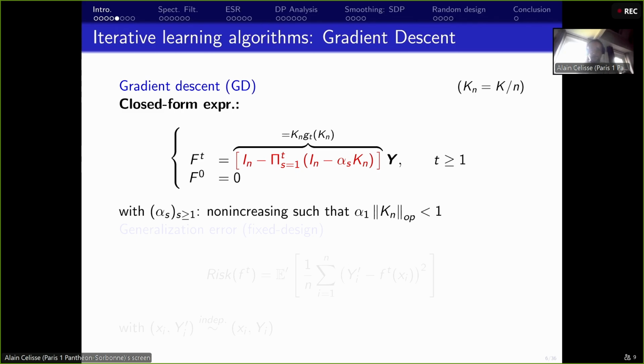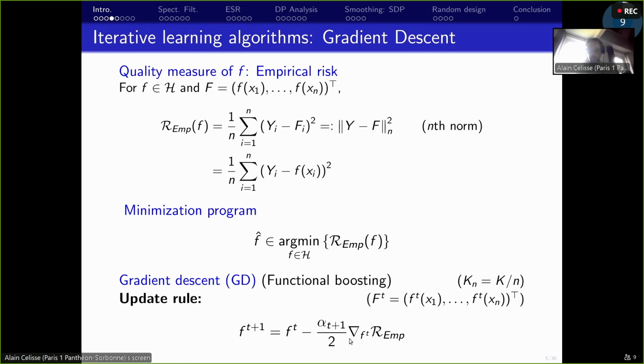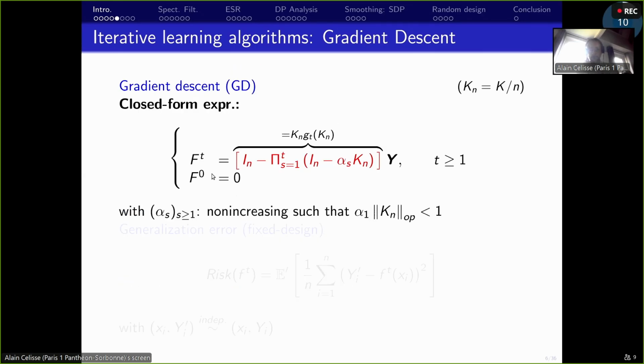I insist on the fact that this is a sequence of functions, because t is my iteration number. For each iteration t, I come up with a function ft, or ft plus 1, which belongs to the RKHS by construction, precisely because the gradient here is an element of the RKHS calligraphic H. So ft is an element of the RKHS, and I can evaluate this function ft at the locations x1 to xn, and this gives me the vector capital Ft, which simply coincides with the values of the function ft at x1 until xn.